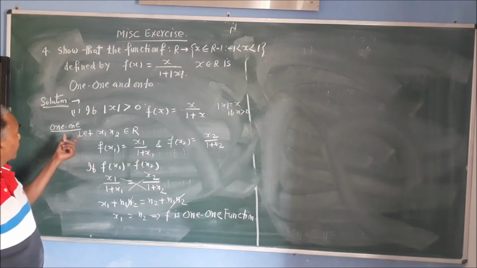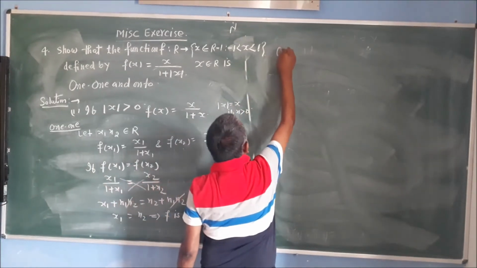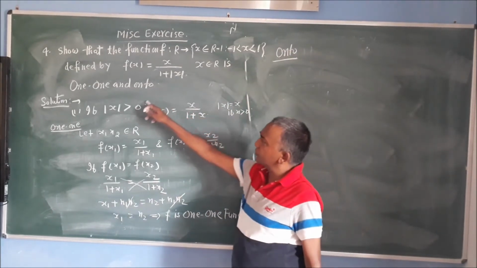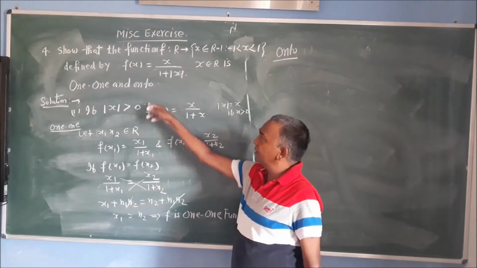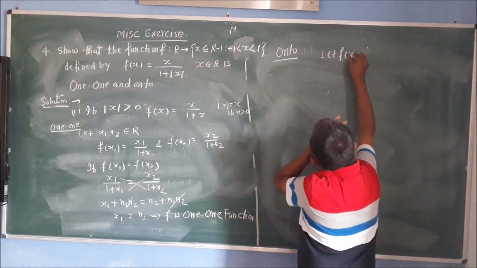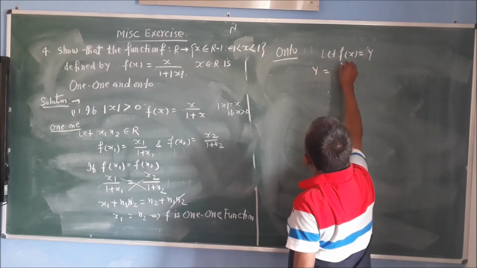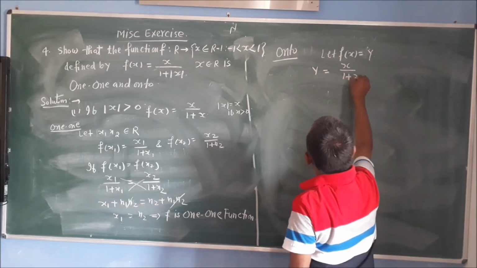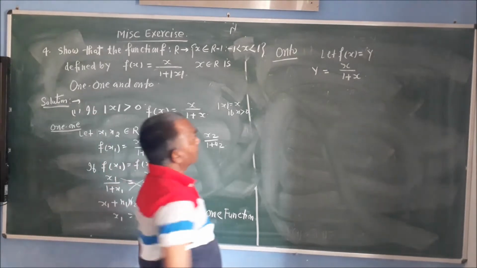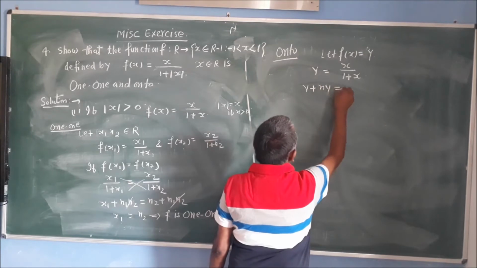After that, we have to prove that this function is an onto function. To prove it is onto function, for onto, what is the first step? First step, you have to suppose f of x is equal to y. So let f of x is equal to y. So we can write y is equal to x upon 1 plus x. By cross multiplication, y plus xy is equal to x.